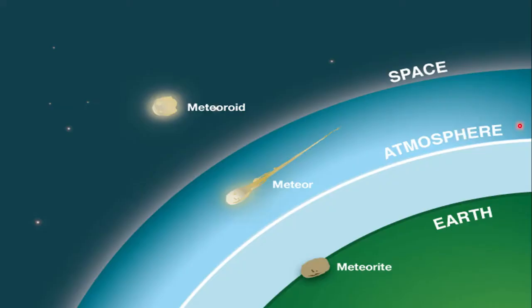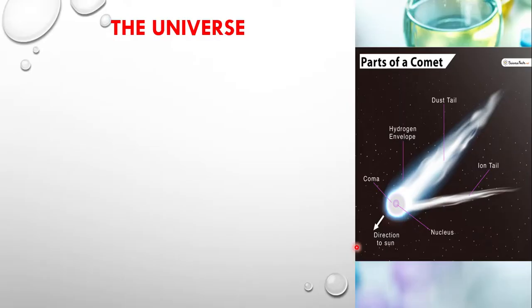Okay, so ayan, meteoroid here, nasa space, no? Pag musulod si meteoroid sa atong atmosphere, it will be called as meteor. Pag mo land na siya or mo hit na siya sa atong surface sa Earth, it will be called as a meteorite. Okay? And let's also talk about comets.